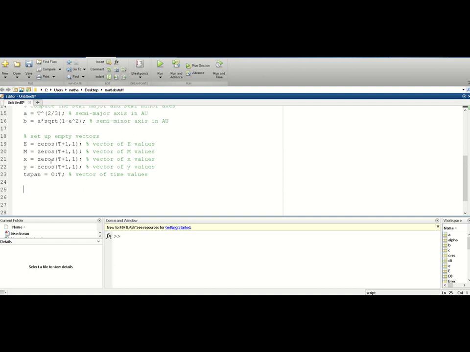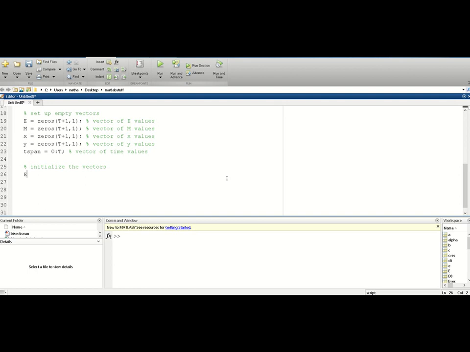Okay, and then we're going to initialize these. So let's initialize the vectors. For example, E1 is going to start with no perturbation. M1 is also going to be set to 0, and we'll set that as we go. X1, we're going to set out at negative A, so that it's on the back of this whole thing. Y1 is going to be set at 0. It doesn't matter, but I can't start it at 0, 0.